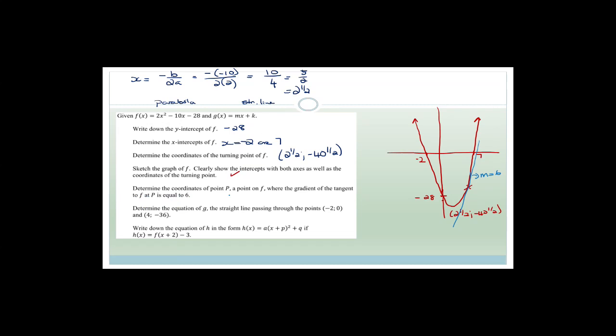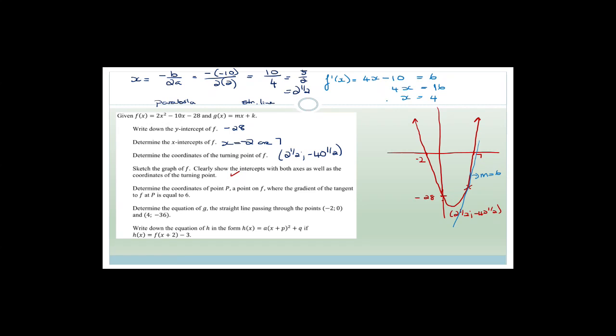Do you agree that to find the gradient of the tangent, we need to find f dash of x, which is going to be 4x minus 10? Now they want the coordinates of P, a point on f where the gradient is 6. So this is going to equal 6. Therefore 4x is equal to, when we take this across, it becomes a plus, 16. So x equals 4. So at x equals 4, the gradient is going to equal 6.